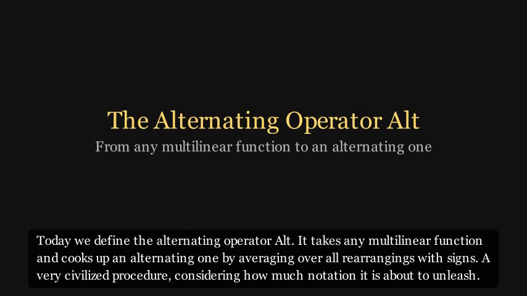Today we define the alternating operator alt. It takes any multilinear function and cooks up an alternating one by averaging over all rearrangings with signs. A very civilized procedure, considering how much notation it is about to unleash.